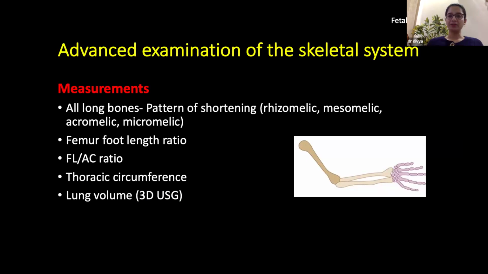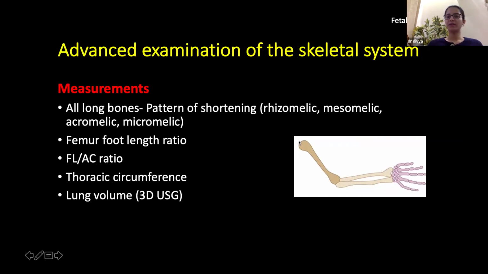Now, what are the various measurements? There are certain measurements that we perform in an advanced examination. These include measuring not only both the femur, but all the long bones, so as to assess the pattern of shortening. So if only the proximal bones of the limbs are affected, that is the proximal humerus or the femur, then it is rhizomelic shortening. If the middle segment is affected, it is mesomelic. And if only the distal segment is affected, it's termed as acromelic shortening. It's important to have this differentiation of patterns of shortening, because accordingly the differential diagnosis would vary.